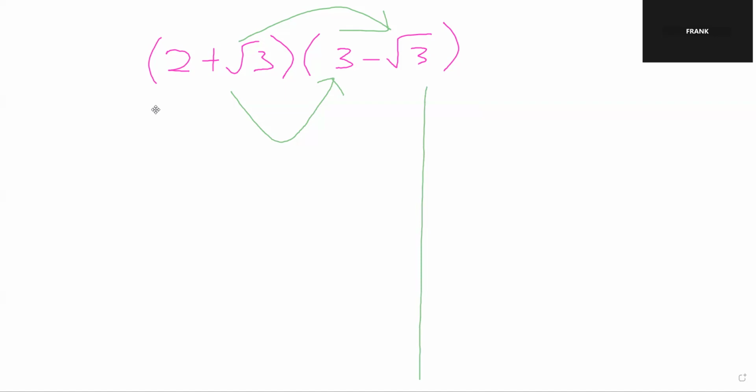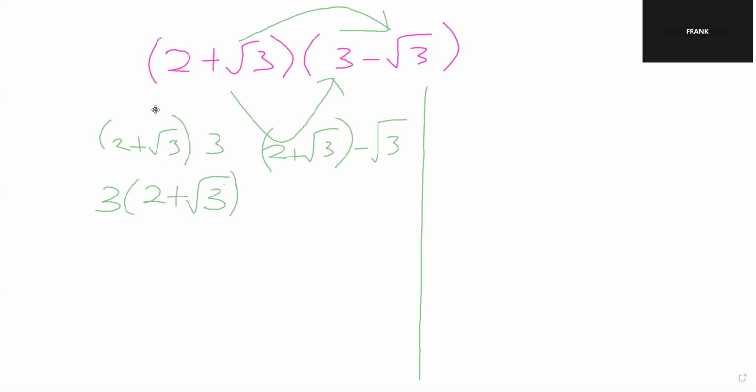So if I take everything in the first, it means I'm going to have 2 plus root 3 multiplying the first, which is 3. And I'm going to also have again 2 plus root 3 multiplying the second, which is negative root 3. I can arrange it such that the terms in the brackets come after the single term. So I can say it is 3 into bracket 2 plus root 3. Then I have minus root 3 into brackets 2 plus root 3.